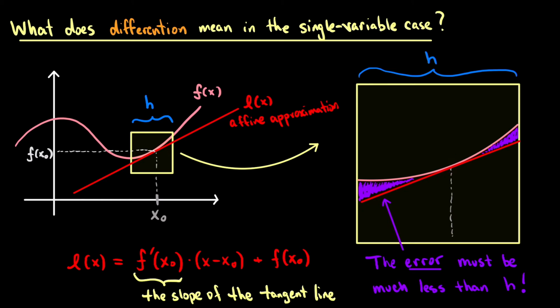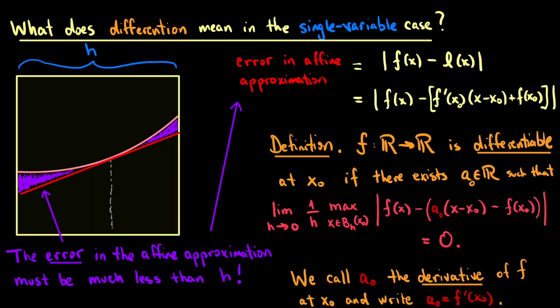And so we should define derivative to mean that the error, the size of this purple region, which is f of x minus L of x, goes to 0 faster than h. So when we divide by h, that goes to 0. That gives us the notion of derivative. We see that the error in the affine approximation is f of x minus L of x. We can write that out like this: f of x minus, in parentheses, f prime of x naught times x minus x naught plus f of x naught. Okay, so now let's make a definition.